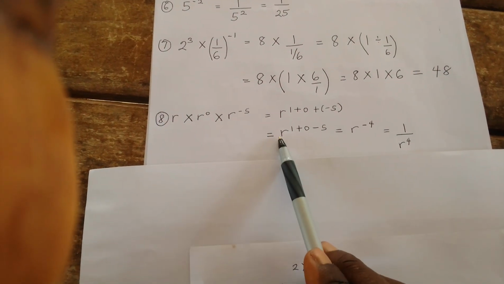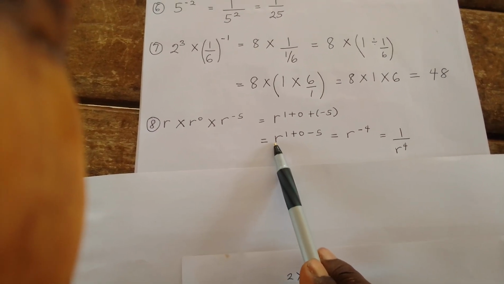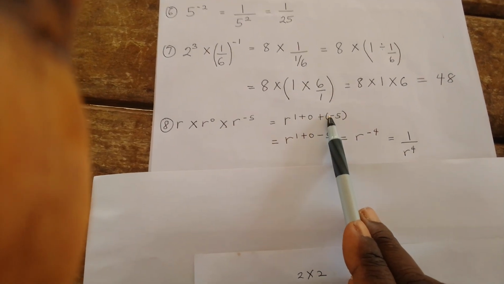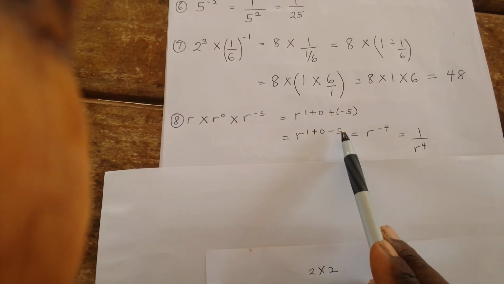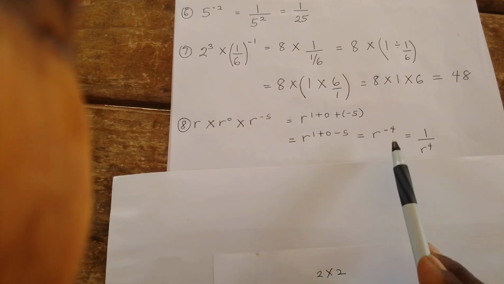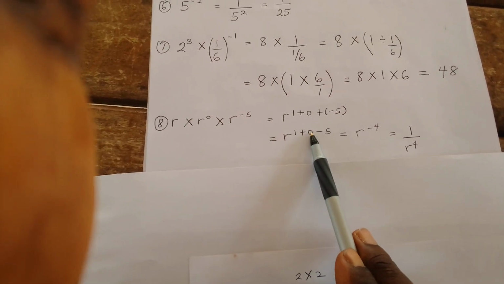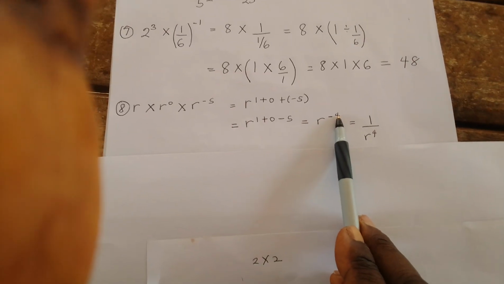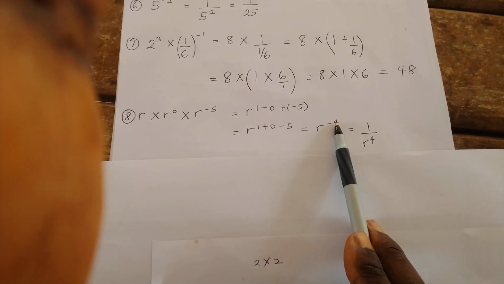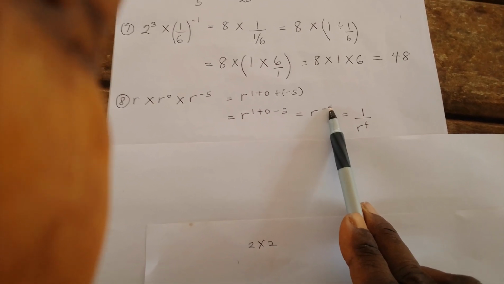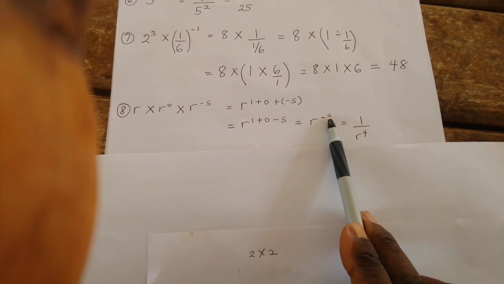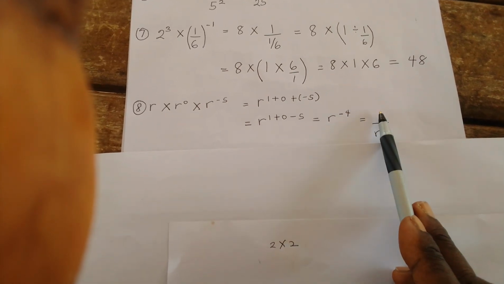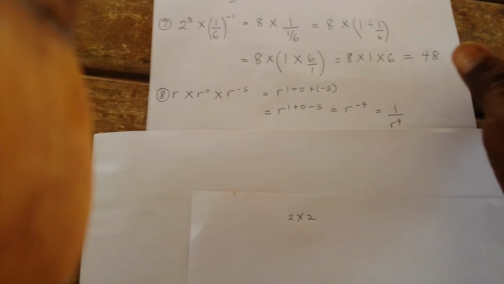Now simplifying further, r will now be raised to power 1 plus 0 plus minus 5. 1 plus 0 is 1, minus 5 will give us minus 4. So you will not leave it in the negative power. Then you move further to turn it into a positive power, so it is going to be the inverse. That means now I have 1 over r raised to power 4.